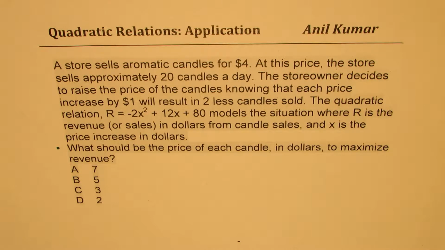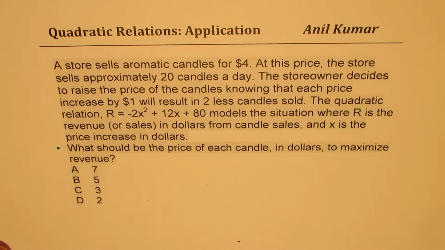The store owner decides to raise the price of the candles, knowing that each price increase by $1 will result in 2 less candles sold. The quadratic relation R equals minus 2x squared plus 12x plus 80 models the situation where R is the revenue or sales in dollars for candle sales and x is the price increase in dollars.